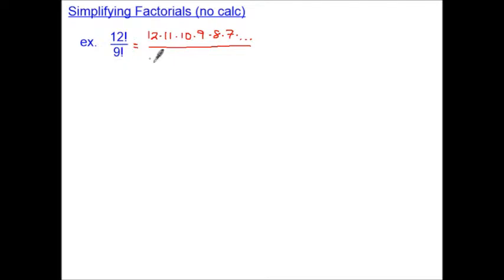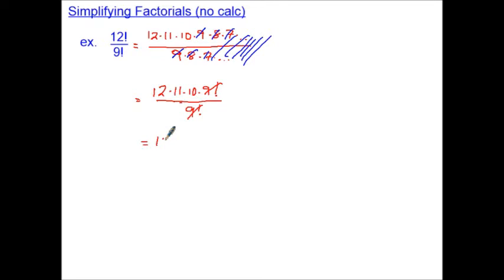Again, notice the 9 factorial. That's just simply 9 times 8 times 7 times dot dot dot. Hopefully you can look at that and go, wait a minute, there's a whole bunch of stuff that matches, right? This 9 would cancel that 9, the 8 would cancel the 8, the 7 would cancel the 7, and the 6, 5, 4, 3, 2, 1 would all cancel. So really, 12 factorial over 9 factorial could be better written as 12 times 11 times 10 times 9 factorial, over 9 factorial, and you just have the 9 factorials cancel.